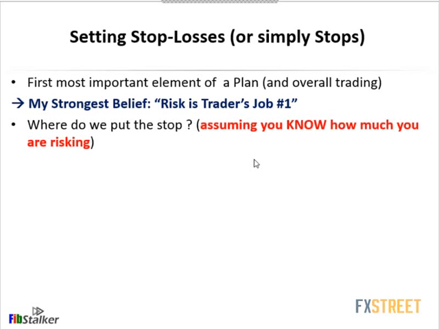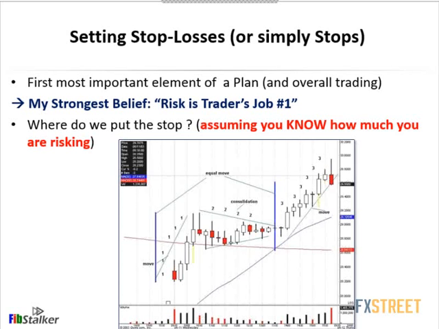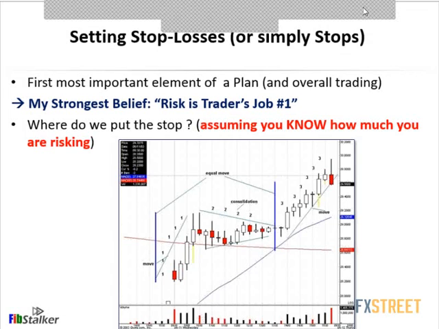Where do we put our stop? Assuming, of course, that you know how much you're risking, because as I mentioned before, at least 22% of traders do not know how much they're risking. They're taking positions based on position size, and they don't know what percentage they are risking. So let's reason again on this. Where could we put our stop?